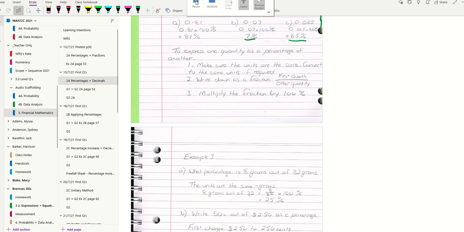Okay, so what we're also going to do today is revise expressing one quantity as a percentage of another. First thing we need to do is make sure the units of the two numbers are the same. If they're not, convert one of them to the same unit as the other. Write it down as a fraction. The first quantity goes on top, the second quantity goes on the bottom, and then multiply the fraction by 100%.